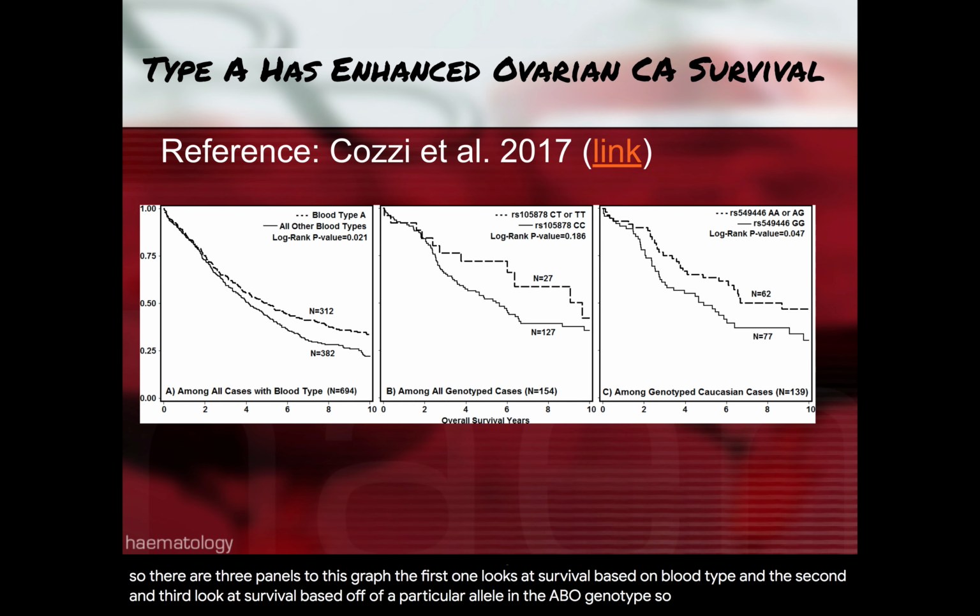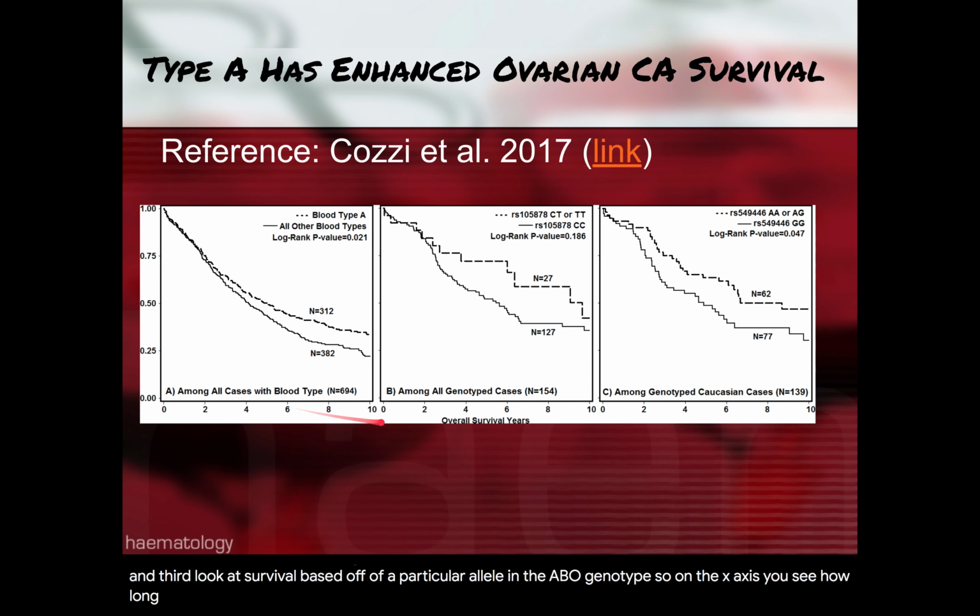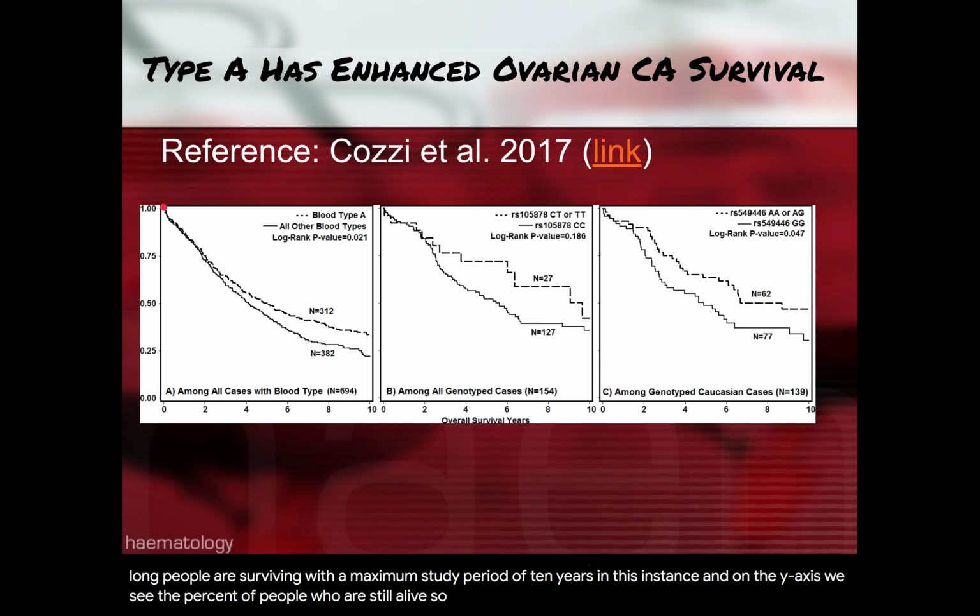So on the x-axis, you see how long people are surviving with a maximum study period of 10 years in this instance, and on the y-axis, we see the percent of people who are still alive. So at the time of diagnosis, time 0, 100% of the people in the study were alive, obviously, because they consented to be in the study and all that. After that, people started dying.